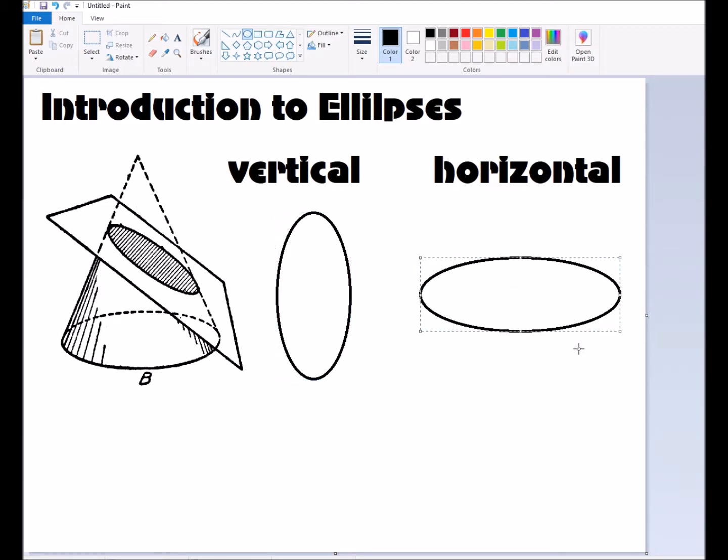Every single ellipse has four vertices and two axes, one major, one minor. We have one axis that goes right through from top to bottom or side to side. I'll explain why I use different colors in a bit. And then we have another one that goes the opposite direction.